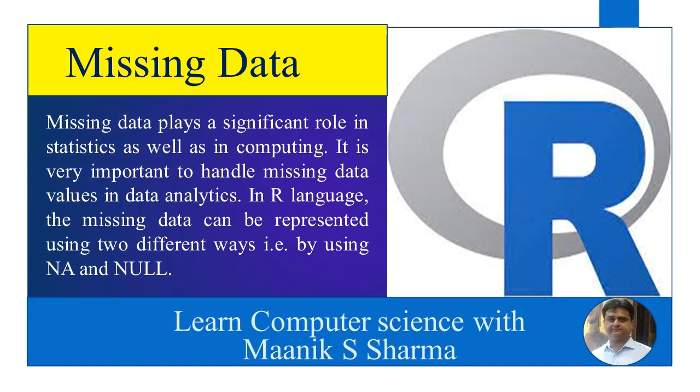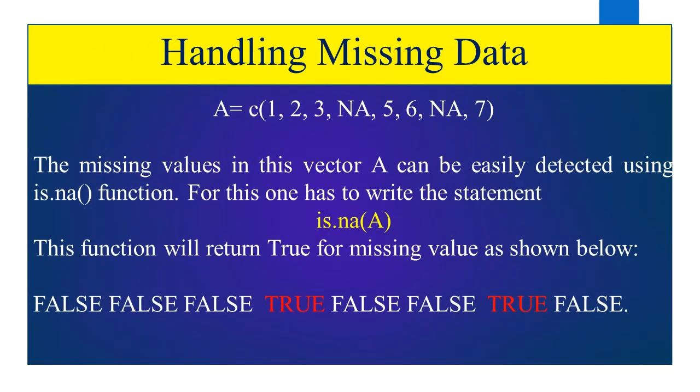Let's consider a vector A = c(1, 2, 3, NA, 5, 6, NA, 7). The missing values in this vector A can be easily detected using the is.na function. For this, one has to write the statement is.na(A), where A is the name of the vector. This function will return TRUE for missing values as shown below.